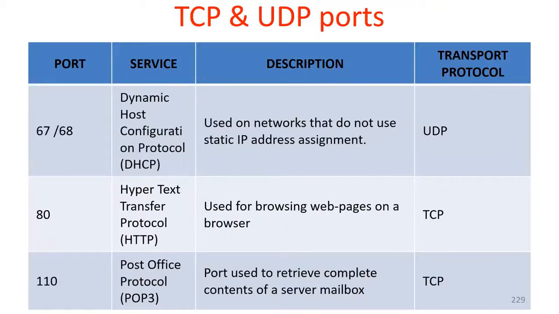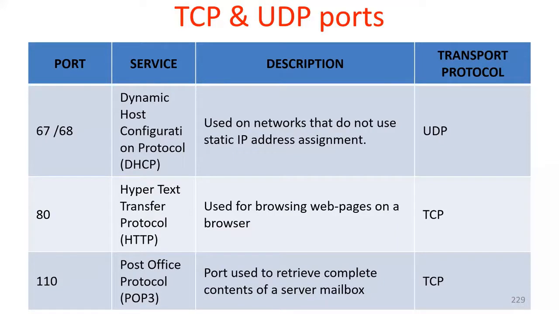And then 67, Dynamic Host Configuration Protocol. That means you have different addresses: static addresses and dynamic addresses. A static address means it is fixed and cannot be changed. A dynamic address is assigned by DHCP. Here, 67 or 68 are used on networks that do not use static IP address assignment. Here you use the UDP protocol.